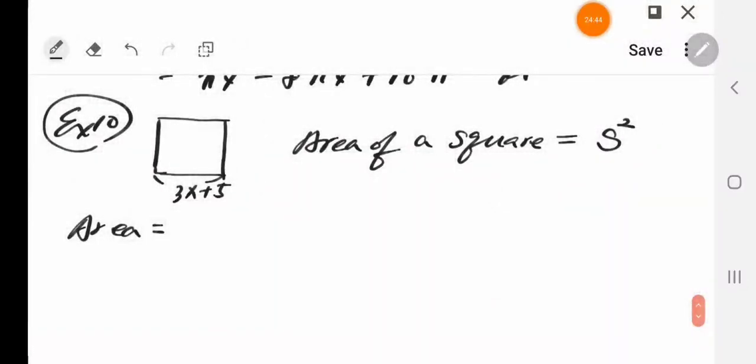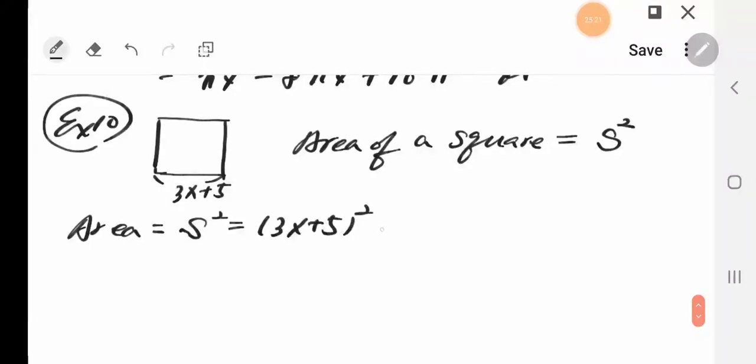And number 10 is the area of a square. A square means each side, there are 4 sides, and the sides are equal. So the area of a square is length times width, and the length and the width are the same. So let's say s is the length of one side, so it will be s squared. The expression for each side is given, which is 3x plus 5. So area is s squared, then replace the side length with 3x plus 5, 3x plus 5.